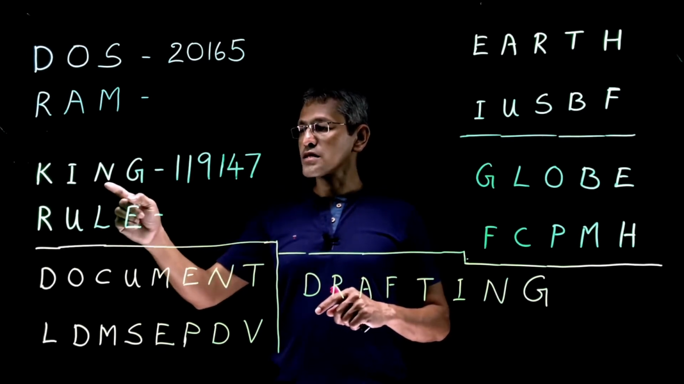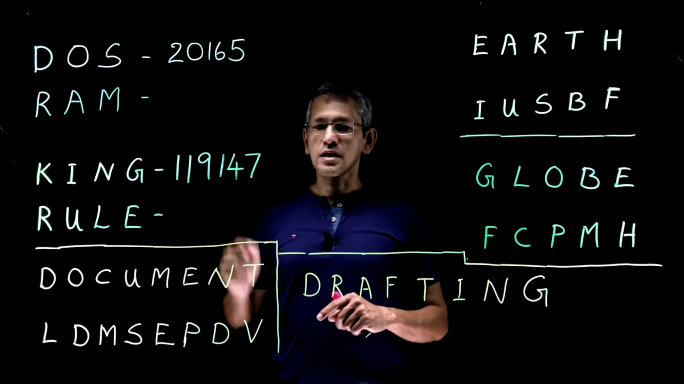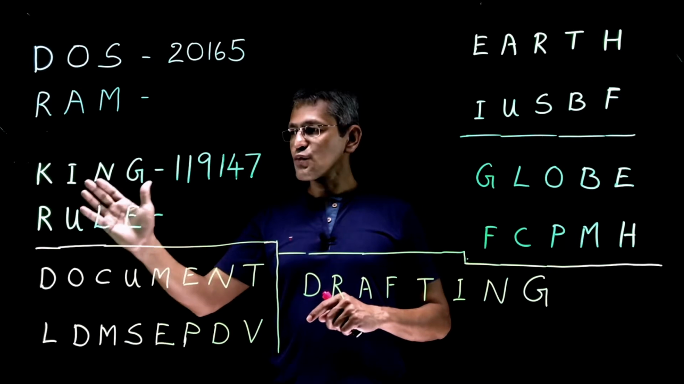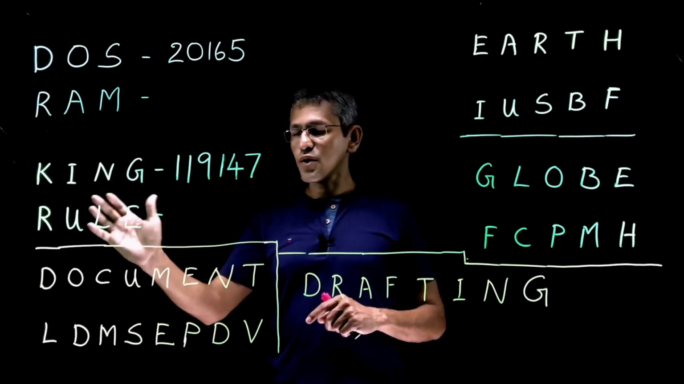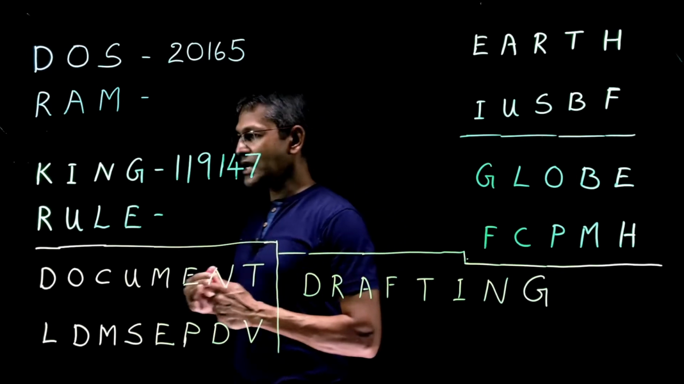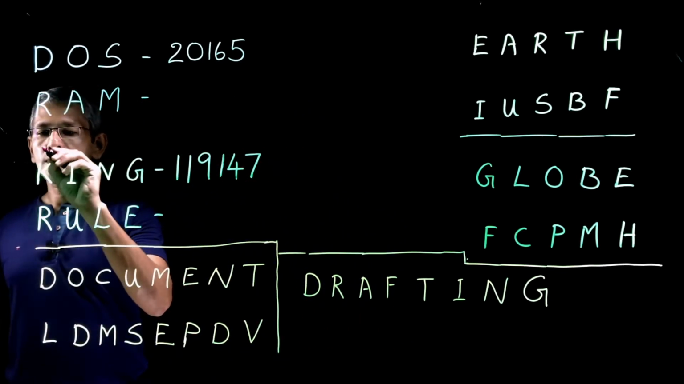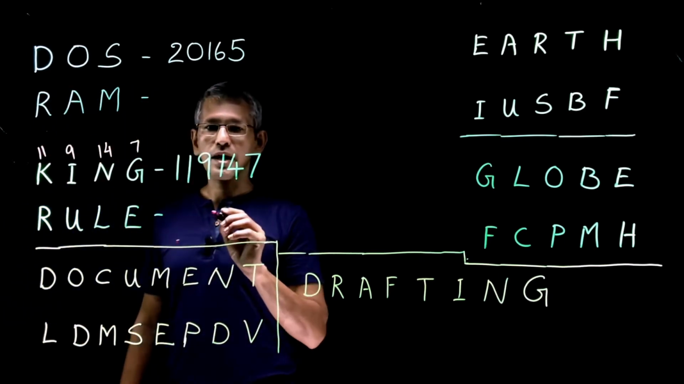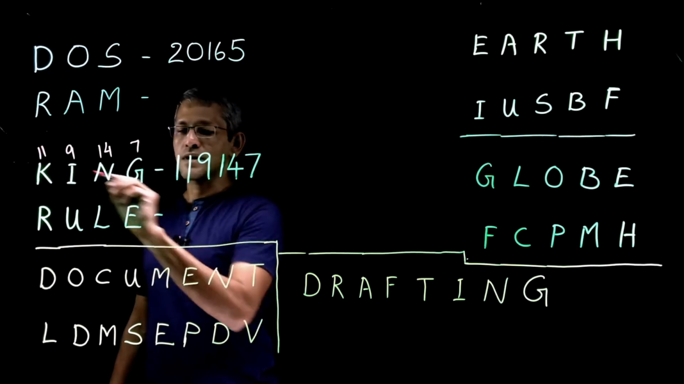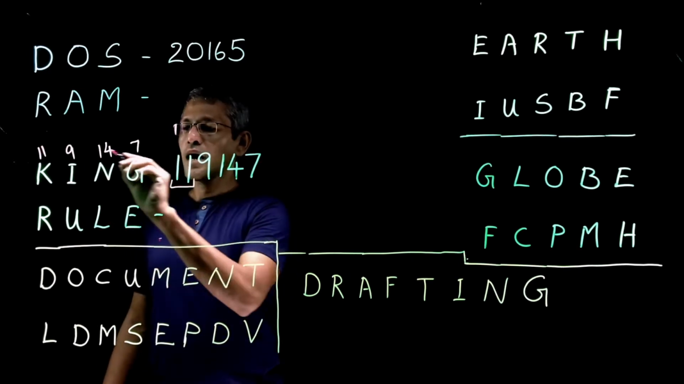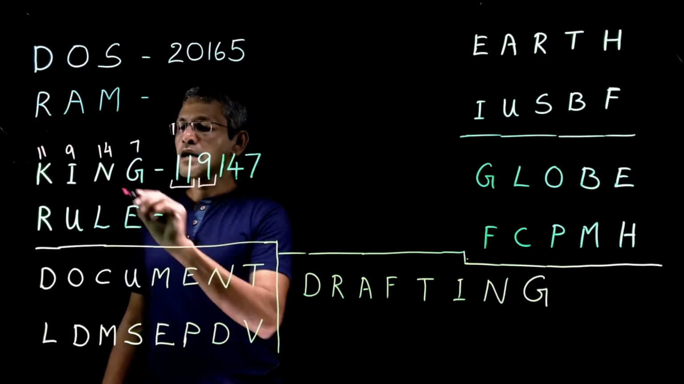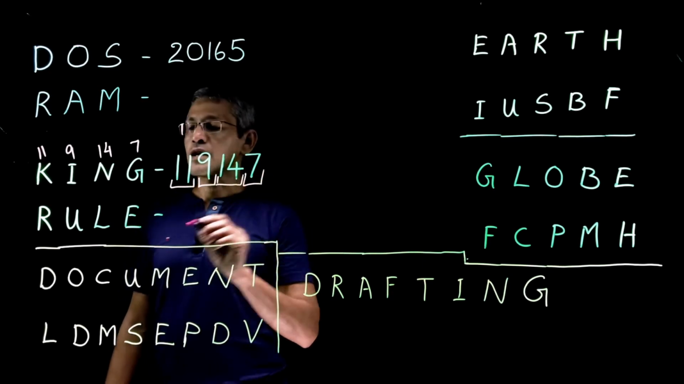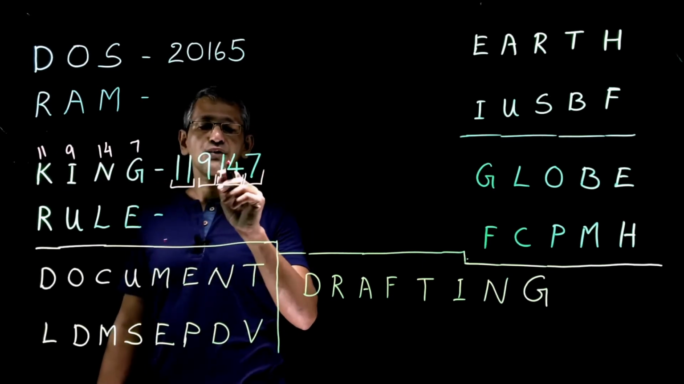KING. KING is coded as 119147. And then what is the code for RULE? So I would suggest we take a look at this question first. King and rule. So KING, the position values of these letters are 11, 9, 14 and 7. When you look at the code, you can see 11 is right here, and the next one, 9, is right here. And 14, we have 14 here. Next one is 7, we have 7 here. So 11, 9, 14 and 7.